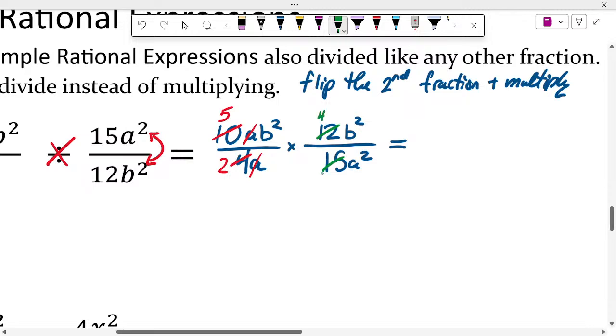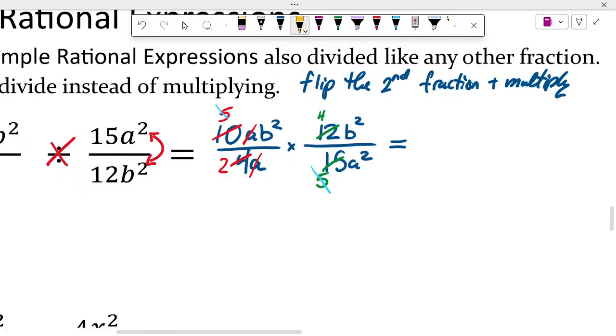4 and 5. Hey, wait a minute, does anything else cancel? B squared and B squared? They don't cancel, they're on the same line. The 5 and the 5 will actually cancel, won't they? That 5 can cancel with that 5. All right, now let's do this. What are we left with?